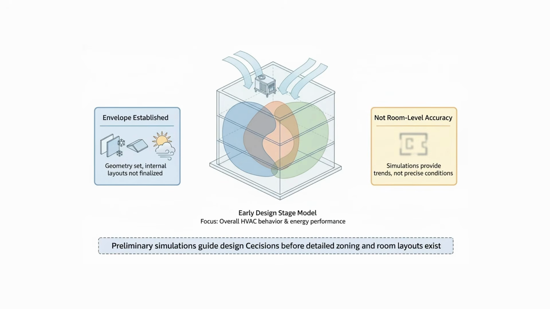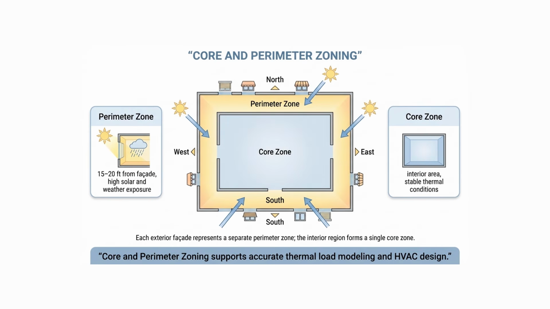In the early stages of design, after the main building envelope has been established but before detailed room layouts are created, it's often useful to run preliminary energy simulations. At this point, the goal is to evaluate general energy performance and HVAC behavior rather than exact room conditions. A common and effective practice for this phase is called core and perimeter zoning. In this method, the building is divided into separate spaces based on its facades. Each exterior facade becomes a perimeter zone, while the inner portion of the building forms the core zone.